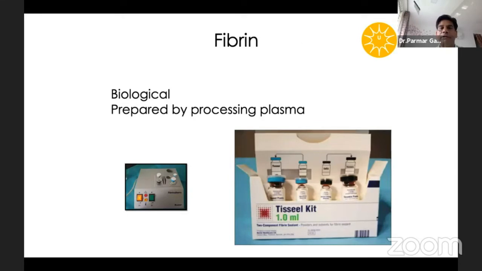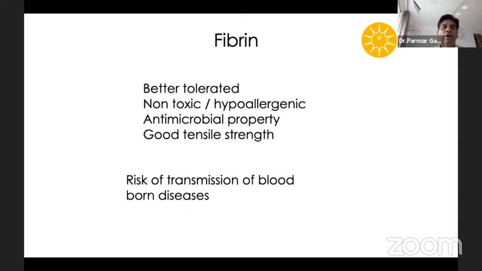Second one is the fibrin glue, which is biological and prepared by processing plasma. It has a few advantages, like it is better tolerated, non-toxic and hypoallergenic. It has antimicrobial property also, and enough tensile strength, though it is less than cyanoacrylate glue, but it is enough. But there is a risk of transmission of blood-borne disease because it is processed from plasma.